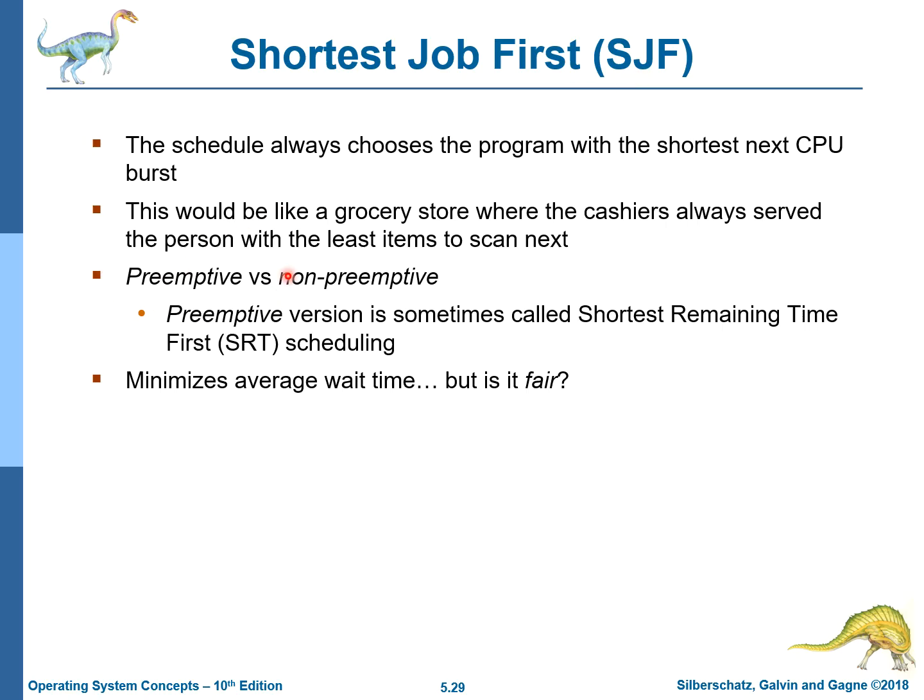So we'll see 2 forms. We'll see preemptive versus non-preemptive. Your textbook, I think the newer version of the book refers to preemptive shortest job first and shortest remaining time first. So I'll call them both preemptive SJF or SRTF. Great. So it minimizes wait time, but we'll see it's not fair, right?